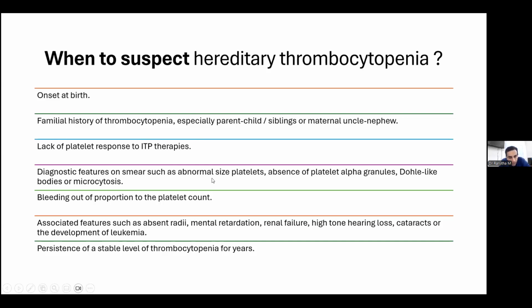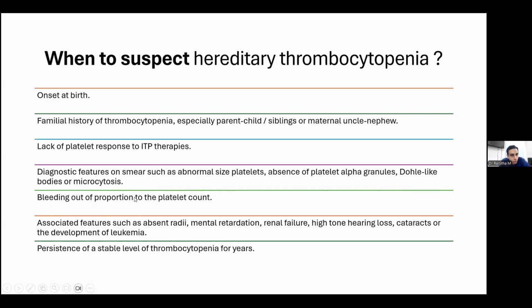Diagnostic features, sometimes on the peripheral smear: absence of the granules, gray platelets, the Döhle-like bodies. If these are there, it is helpful. But like I just showed in the previous slide, many of the inherited thrombocytopenias don't have any of these features. But if these are there, clearly we should not think of ITP.